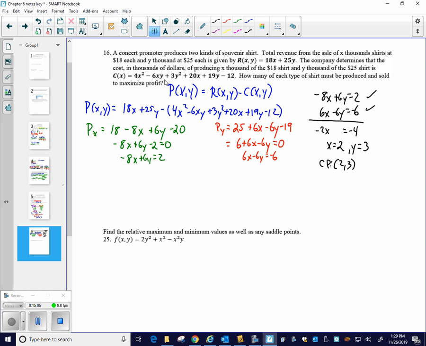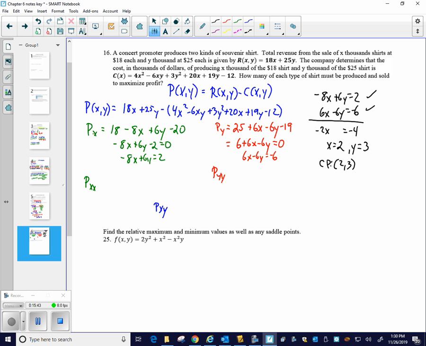I now need to check to see whether that is a maximum or a minimum, because we are trying to maximize profit. So hopefully this is where it's going to be a maximum. So let's check it out. I need PXX, I need PYY, and I'm also going to need PXY, which is the same as PYX. They are the same. All right, so let's find it.